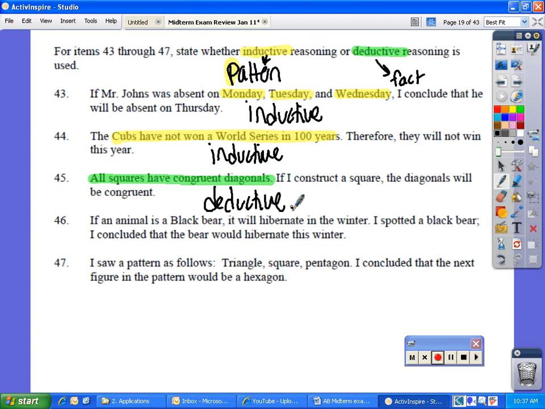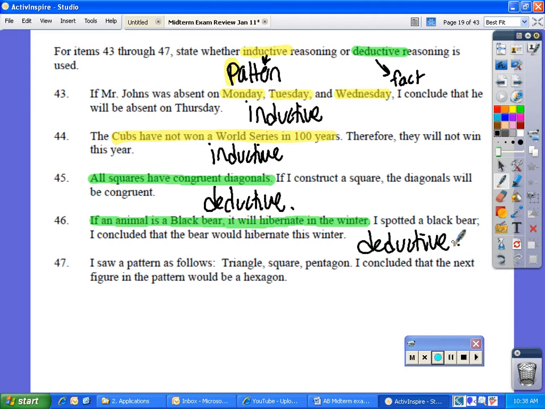All right, how about the next one? If an animal is a black bear, it will hibernate in the winter. This is actually a scientific fact. We know that all black bears hibernate in the winter. So when you see a black bear, you are concluding that it will hibernate. That's based on that scientific fact, so once again, it is deductive.